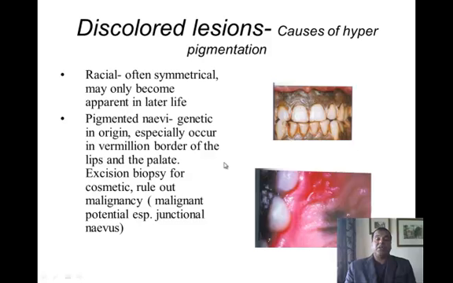Pigmented nevi, as genetic in origin, especially occur in the vermilion border of the lips and in the palate. Excisional biopsy is often for cosmetic reasons and to rule out malignancy. Malignant potential occurs especially at the junctional nevi. Here's an example of a pigmented nevi.